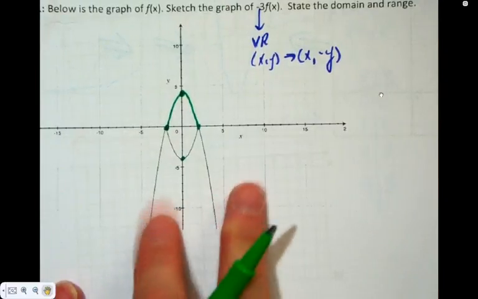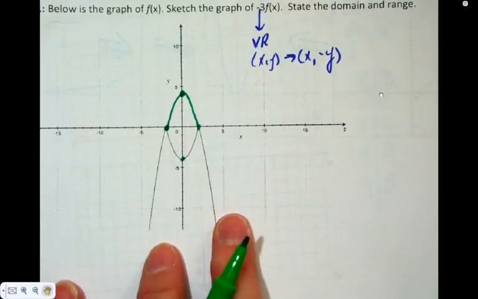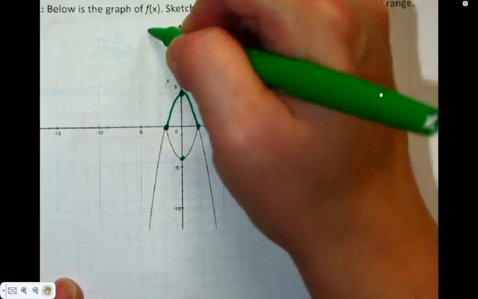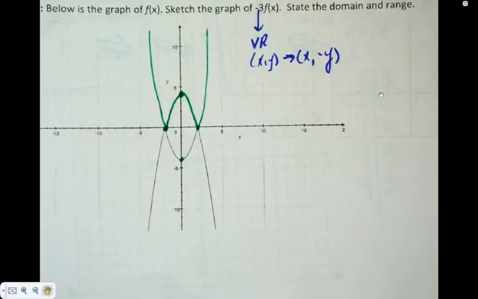What about these pieces on the side? Well, if they are currently below, what's going to happen to them? They're going to flip up. So I'm just going to eyeball them. There's my vertical reflection. If you would have rather multiply or write those out as a table and then show the new coordinates, that's fine, however your brain needs to do it.